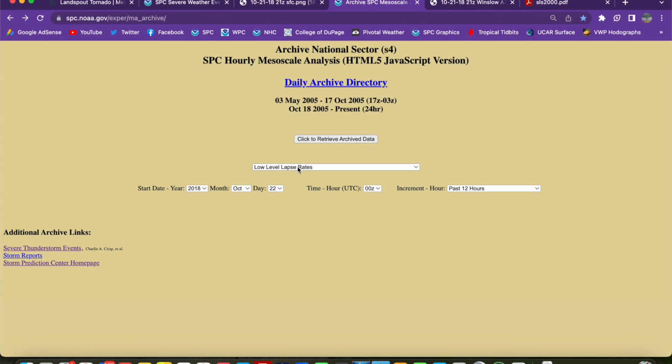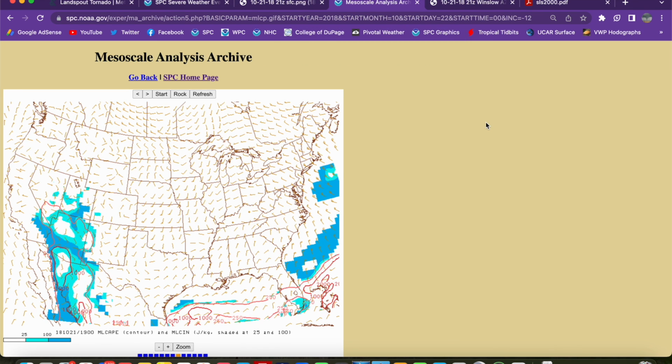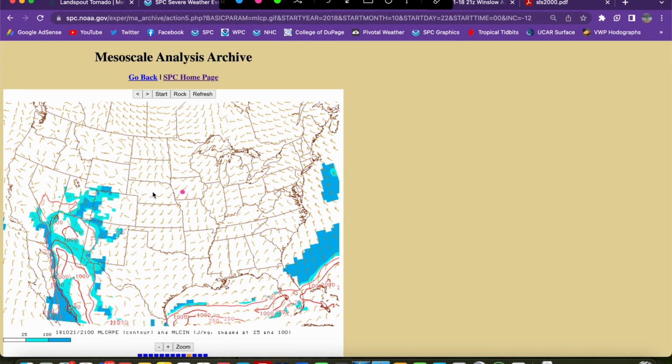Deep layer instability, not a thing that Arizona is known for necessarily, but you'll notice on this day that we had plenty of instability in place by 21Z, about 1,000 joules per kilogram of mixed layer CAPE, very minimal convective inhibition as well, where that instability was maximized.